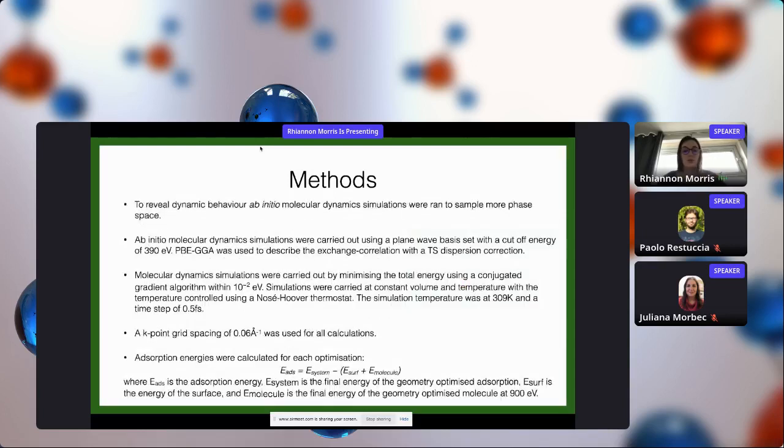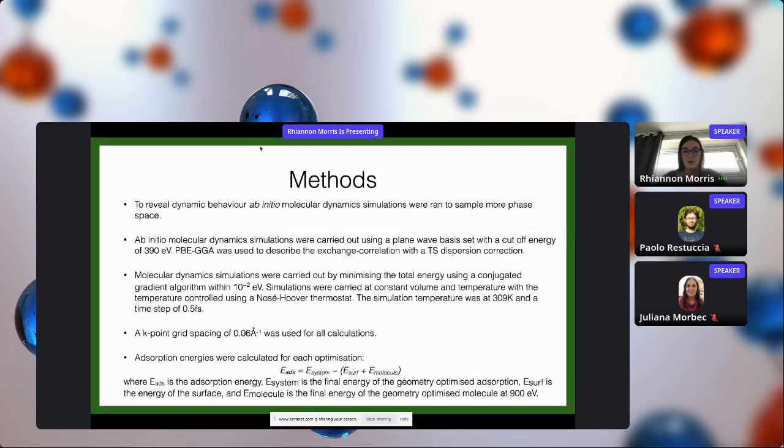Because CASTEP only moves the geometry optimizations into a local minimum and not the global minimum, we've also run ab initio molecular dynamics simulations so that I can sample more of phase space. With these calculations, I've used a cutoff energy of 390 electron volts to give a balance between computational cost and accuracy. And again, I've used PBE GGA with the TS dispersion correction.